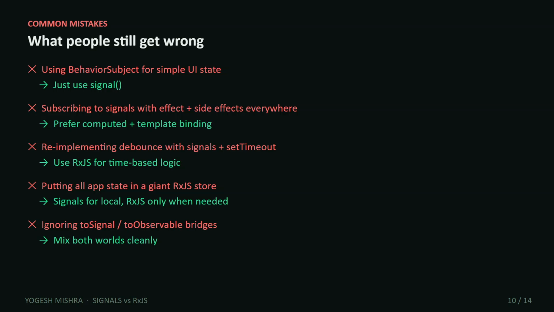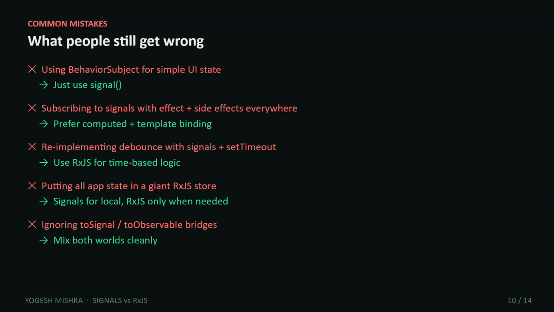Common mistakes. There are still a few common mistakes I see people making. Many developers create a behavior subject just for simple UI state when a plain signal would be much cleaner. Some people put effects everywhere instead of relying on computed values and template binding.